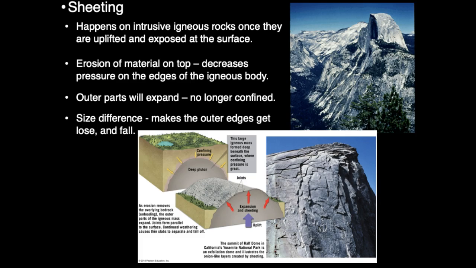And so these joints make the outer edges get loose and usually fall away. So because it only affects the outsides of that intrusive body, only sheet-like features begin to fall, kind of like slabs, if you would. So that makes the process be called sheeting.